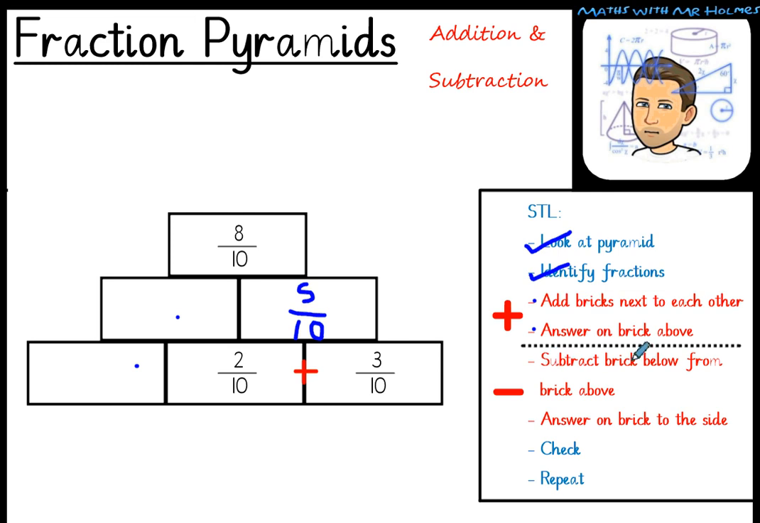I subtract a brick below from a brick above. Okay, so I'm going to use this top one. 8/10. Take away 1 below. Take away 5/10. That will give me 3/10. And I'll place the answer on the brick to the side. So that's here. 3/10.